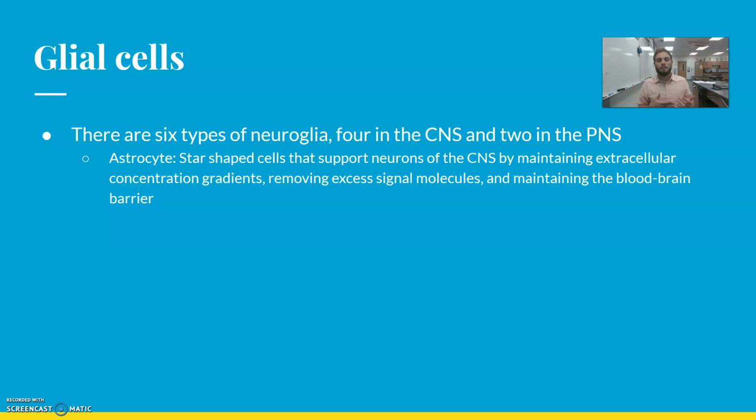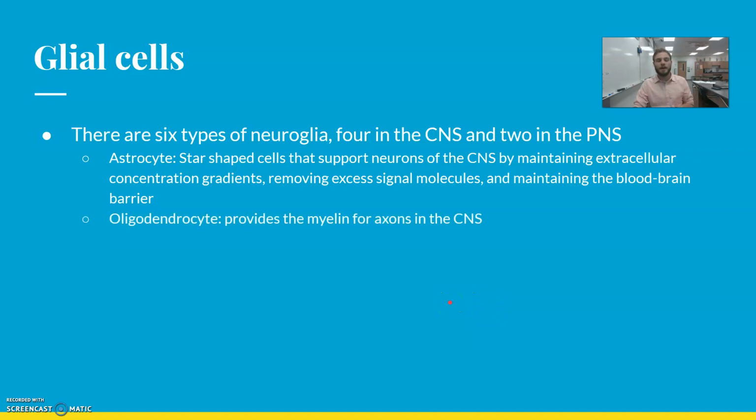Usually they're maintaining a lot of things that are existing in the fluid around the central nervous system. Things like ion concentrations, signal molecules, and they also play an important role in the blood-brain barrier, which is the barrier that protects your brain from getting any sort of extra blood or unwanted tissue into it, because obviously your brain is very important.